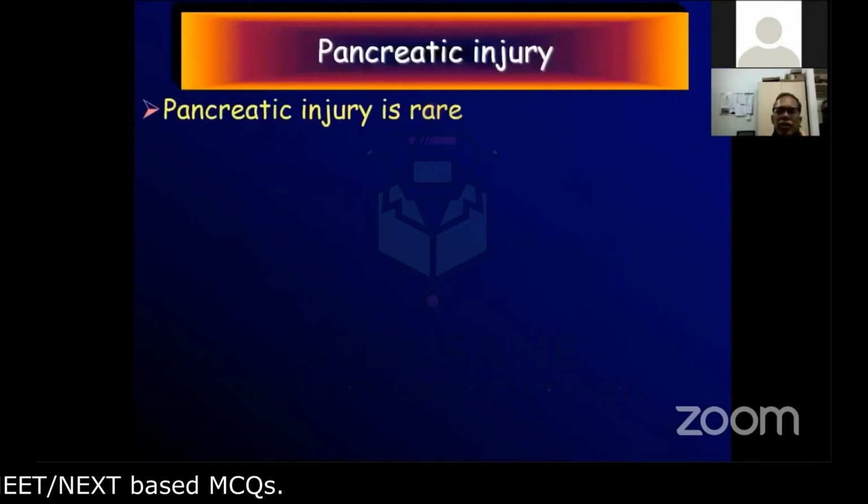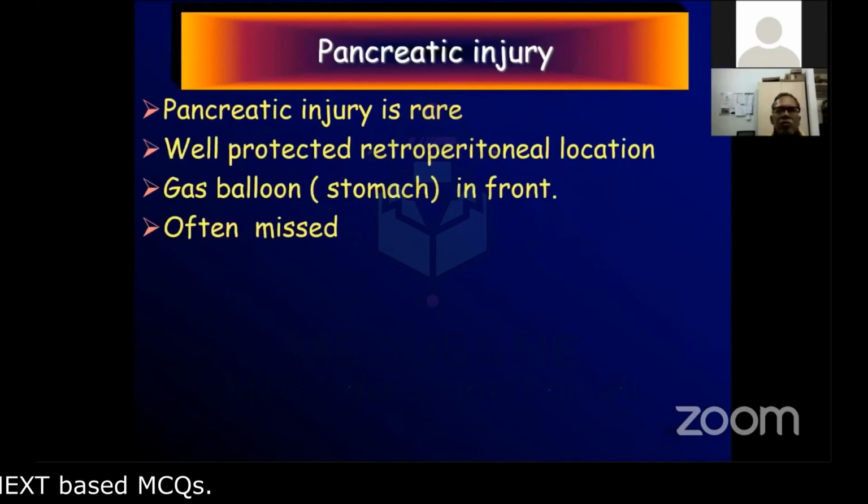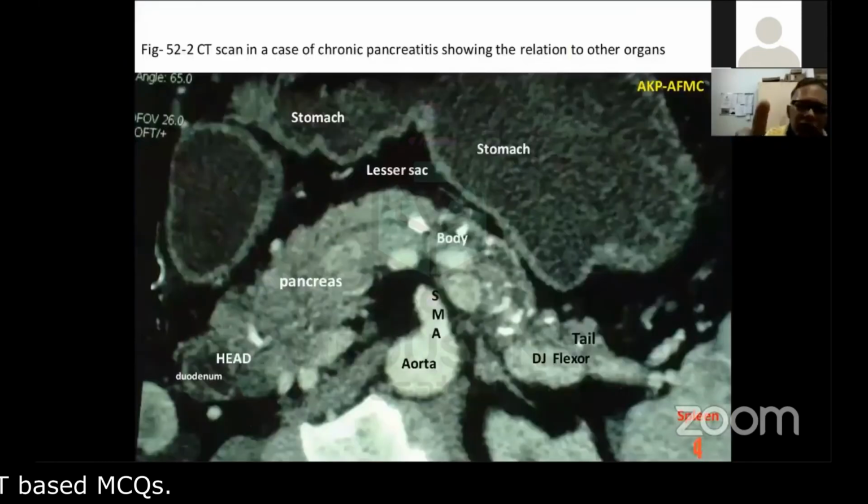Pancreatic injury is relatively rare because most people now purchase a car with an airbag, so that in any accident the airbag will protect their face and upper part of the body. Do you know where they learned this airbag from? They learned it from the pancreas. The pancreas is well protected, and the stomach works as a gas balloon, and that's why it's protected. Still you get injury.